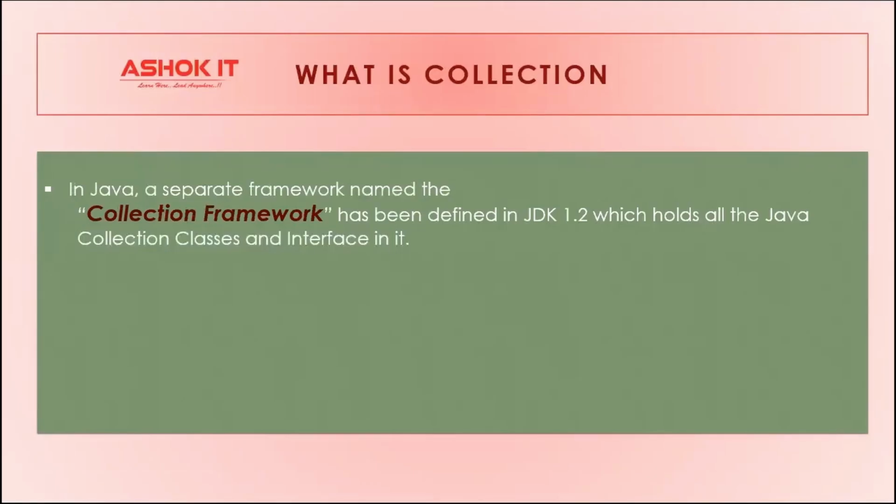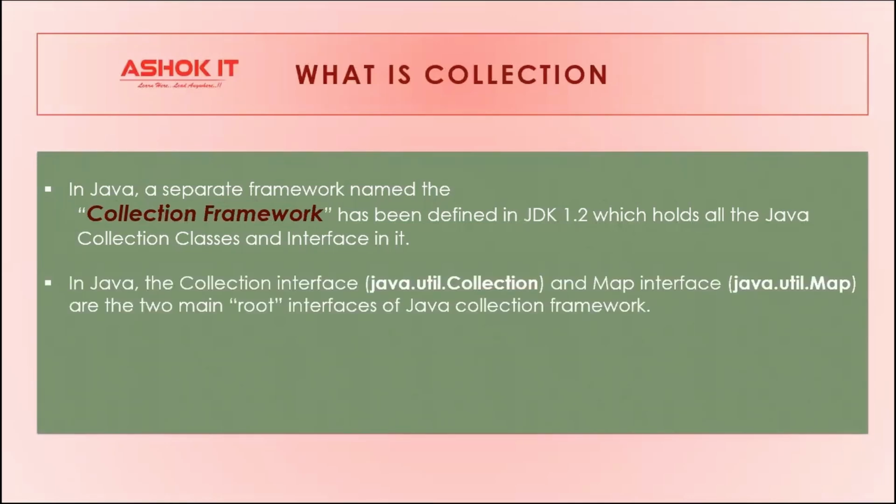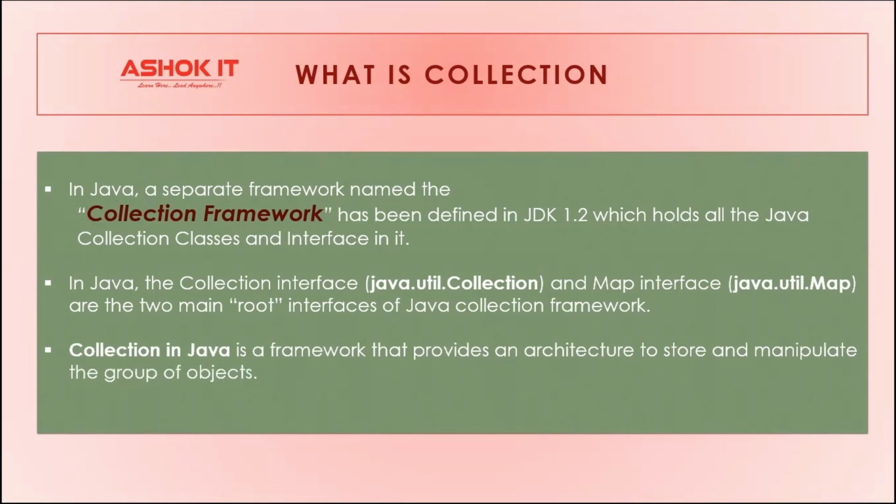So collection framework has been defined in JDK 1.2 and it holds different collection classes and interfaces in it. So many collection classes and interfaces are present in collection framework. And in the collection framework, the collection interface and the map interface are the two main interfaces. And it provides an architecture which will allow us to store and manipulate the group of objects.